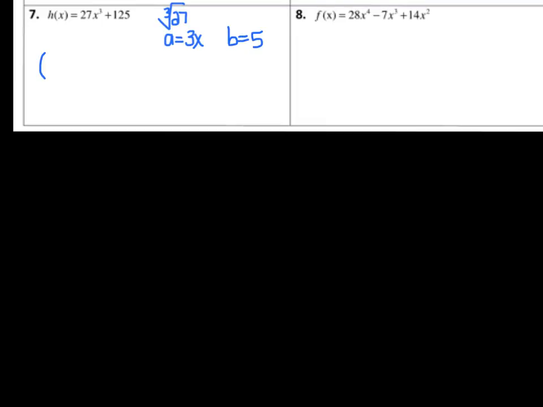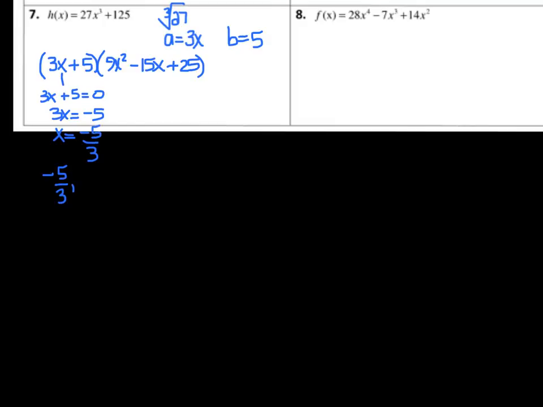So you already have the formula. It's going to be A plus B, since it's the sum of cubes, A squared minus A times B plus b squared. I'm going to set this one equal to 0. I'm going to subtract 5 and divide by negative 3. So my first solution will be negative 5 over 3, 0. This one I'm going to have to put into quadratic formula and solve it out.